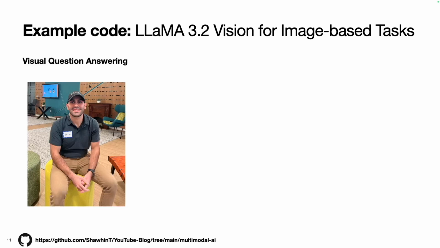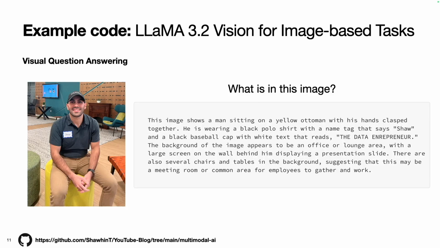It's a photo of me from a networking event in a fireside chat. And then I asked LLaMA 3.2 what is in this image, and this is what it said. It said: this image shows a man sitting on a yellow ottoman with his hands clasped together. He is wearing a black polo shirt with a name tag that says Shaw and a black baseball cap with white text that reads The Data Entrepreneur. The background of the image appears to be an office or lounge area with a large screen on the wall behind him displaying a presentation slide. There are also several chairs and tables in the background, suggesting that this may be a meeting room or common area for employees to gather and work.